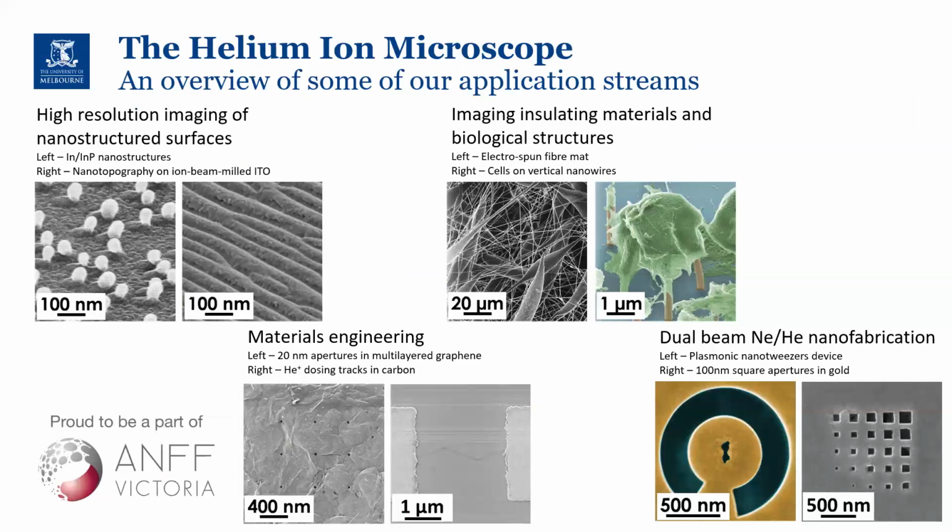So just a quick overview of the broad nature of what we do with our microscope. Much of what we do, of course, is imaging. And we're using the resolution of the microscope to image nanoscale and nanostructured surfaces. We also image insulating materials and soft matter materials like biological structures. And then we're using the beam to modify surfaces as well. So we're doing materials engineering by either dosing areas or punching small holes and engineering structures into materials, or we're doing micro and nanoscale fabrication, actually removing material to create devices.